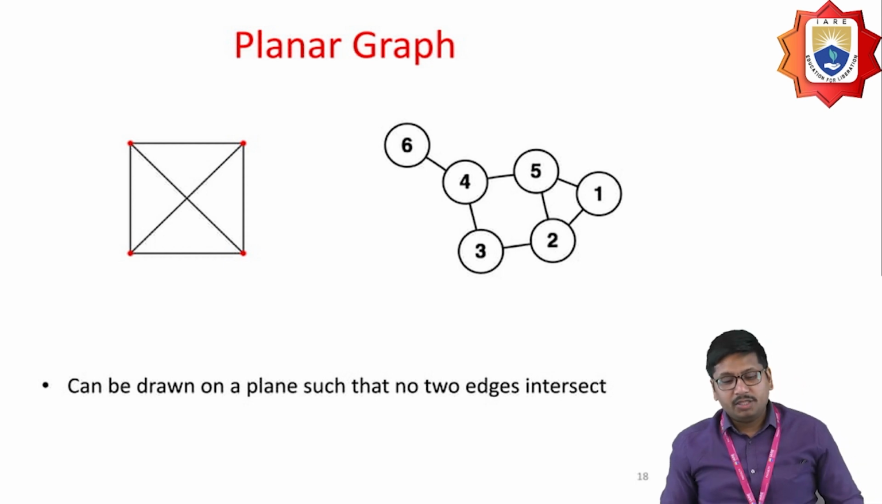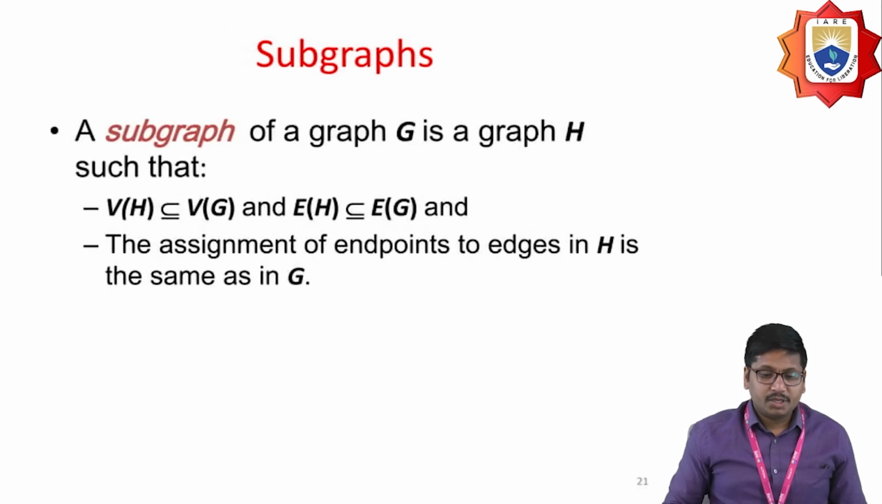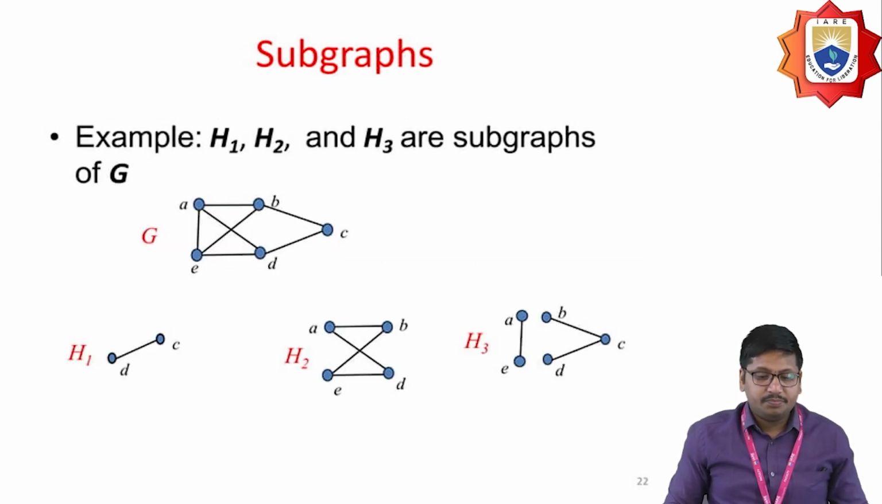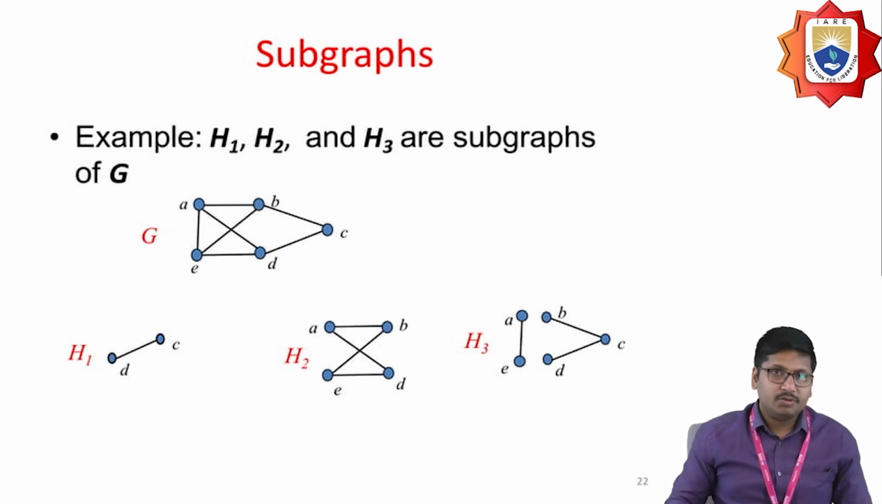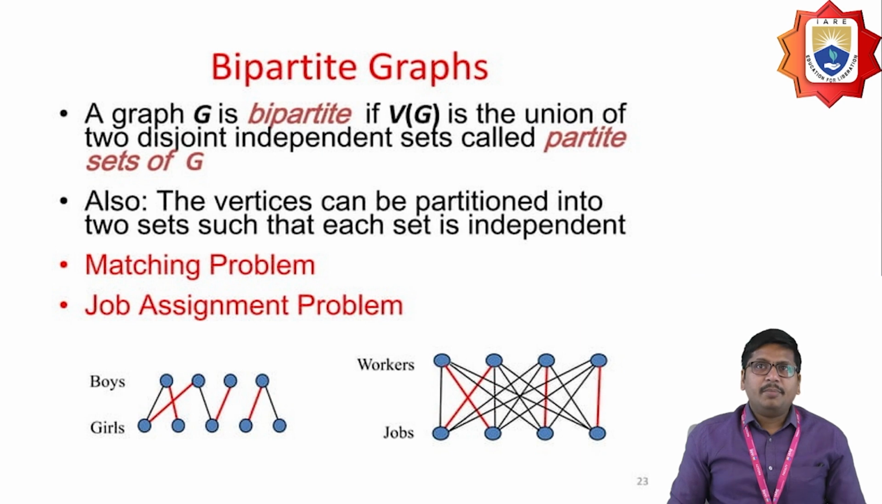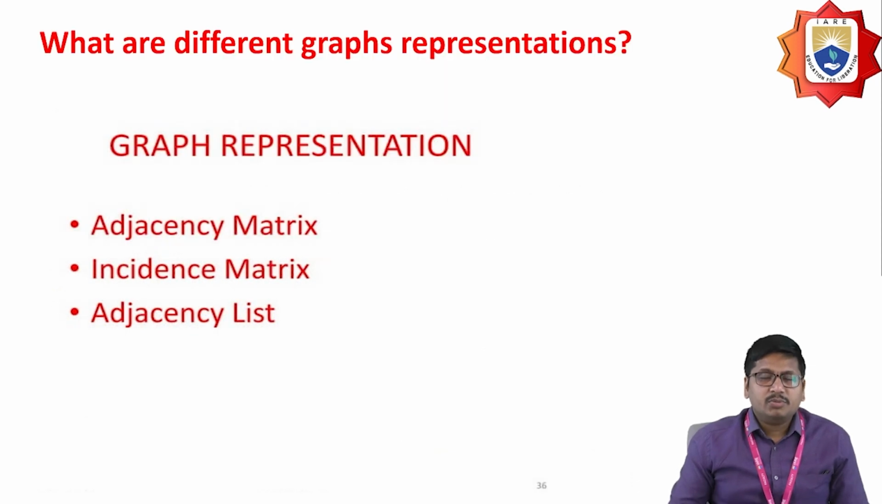A planar graph means if I can draw a graph in a plane without crossing edges, then I can say this is a planar graph. And a subgraph is some part of the given graph, that's why it is a subgraph. And a bipartite graph is where the vertex set is classified into two categories, like boys and girls, or workers and jobs.